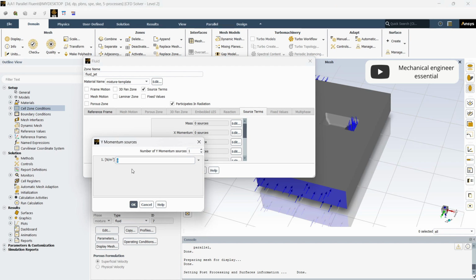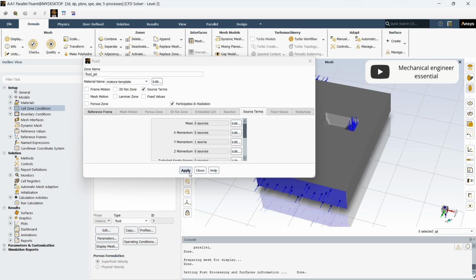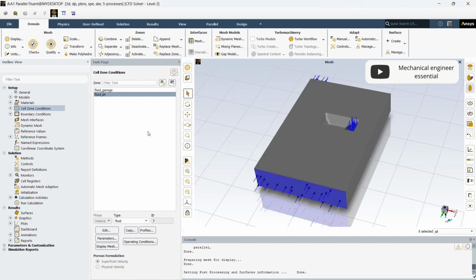Why are we doing this? This step simulates the buoyant momentum caused by the engine fire. Instead of manually modeling combustion physics, we apply a simplified volumetric momentum source to replicate the push of hot gases into the parking garage space, which is critical in fire and smoke movement simulations. In this simulation, the source term is used to represent the momentum generated by hot gases rising due to combustion within the fluid zone, without explicitly modeling the combustion process itself.